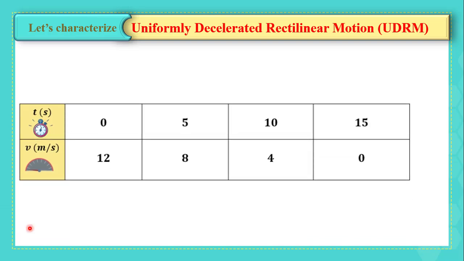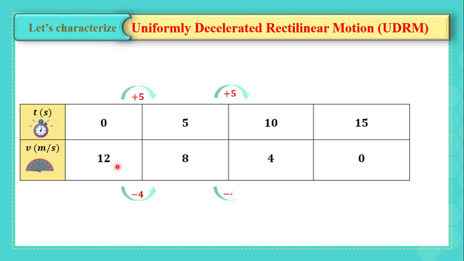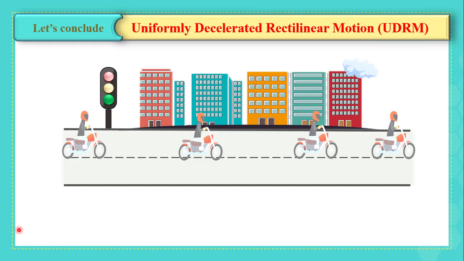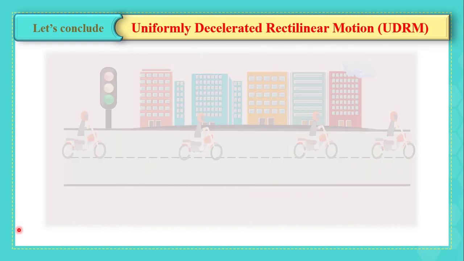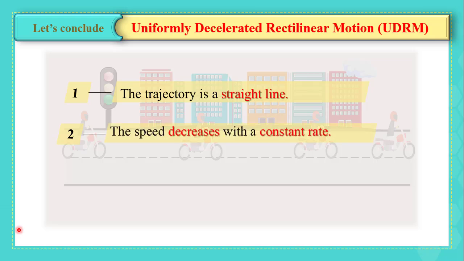When analyzing the results of the table, we can notice that the speed decreases by 4 meters per second each 5 seconds. Then, the motion is uniformly decelerated since the decrease in speed is constant. Then, in a uniformly decelerated rectilinear motion, the trajectory is a straight line, the speed decreases with a constant rate, and the distance covered by the object decreases during equal and successive intervals of time.